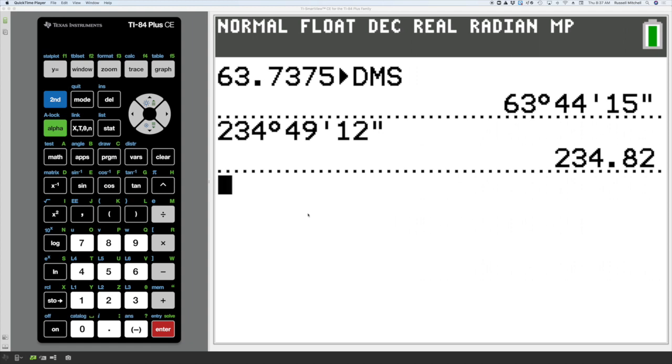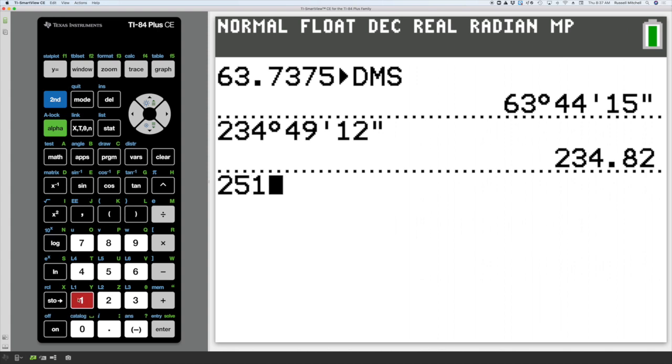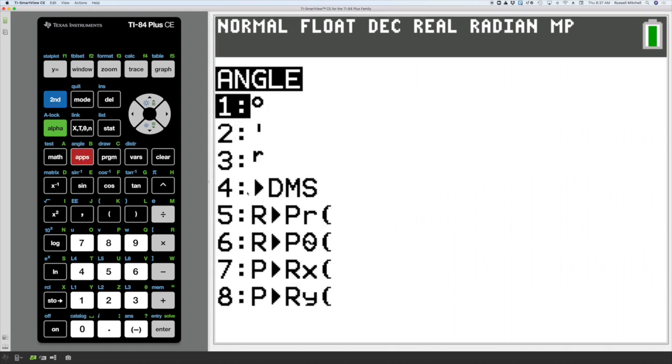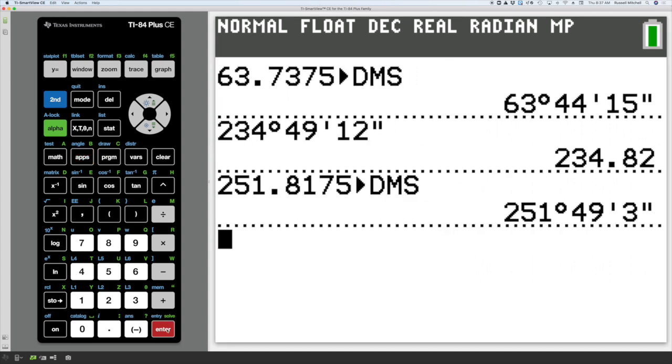Okay, so for that first example, what we want to do is type in 251.8175, and then we want to convert that to degree minutes seconds. To get this angle menu, we press second, apps, and then select number 4, which will convert it to degree minutes seconds. So number 4. And there we have that one. 251.8175 degrees is 251 degrees, 49 minutes, 3 seconds.